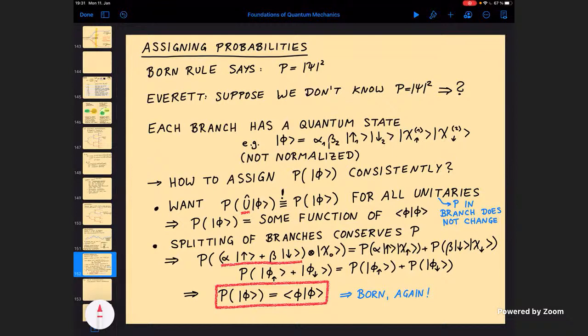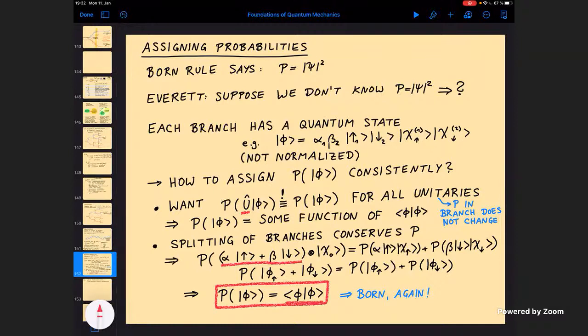Or to put it in simpler terms, the probability of having the sum of the vectors should be the sum of the probabilities. And if I take that together with the fact that I already know the probability is only a function of the length, you go through a little bit of math and you find the only function of the length that is consistent with its additivity is actually the length squared. So phi phi, the scalar product of the Hilbert space vector with itself. And so that's how Born comes out again.